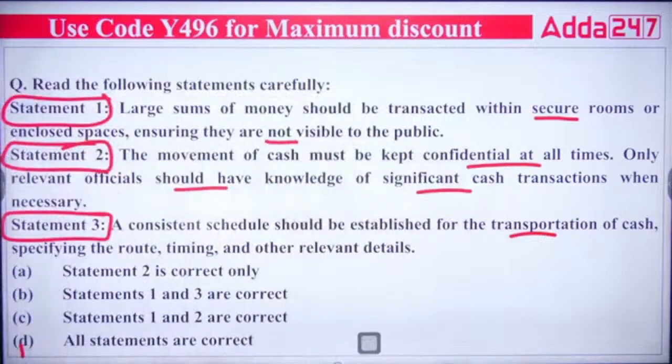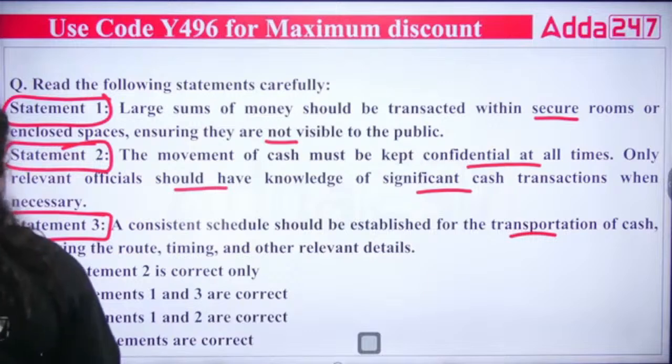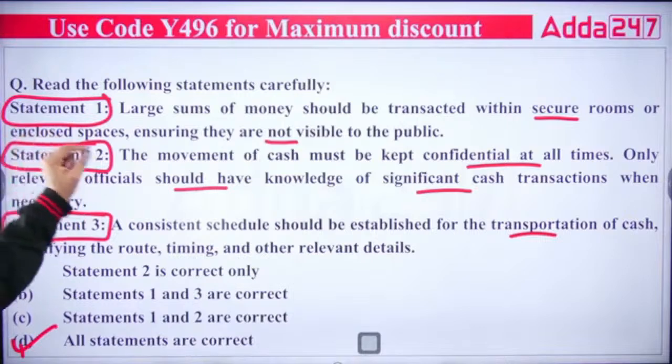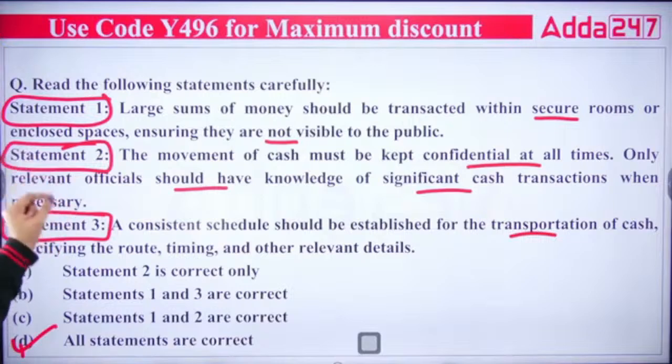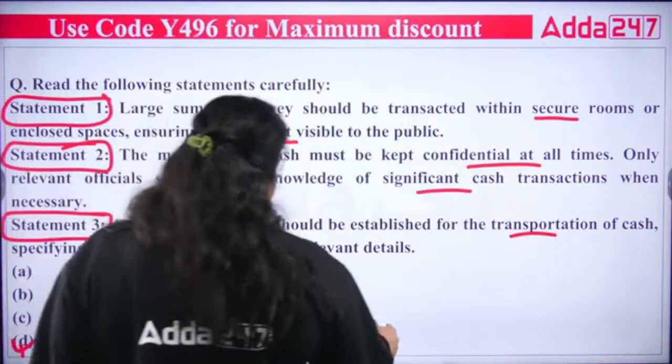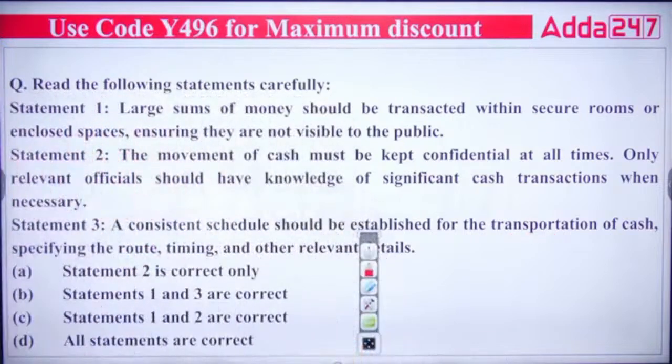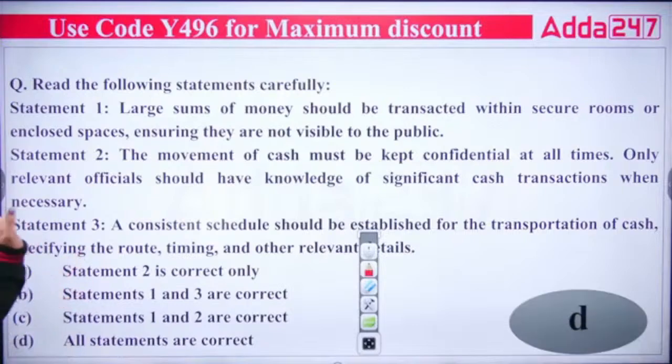So the right answer is actually that all the statements are correct. When you talk about a large sum of money, it should be transacted within a secure room. This is true. The movement of cash must be kept confidential all the time. This is also true. The third, a consistent schedule should be established for the transportation of cash. That is also true, that is, specify your route, your timing, and other relevant details. All the statements are true here.